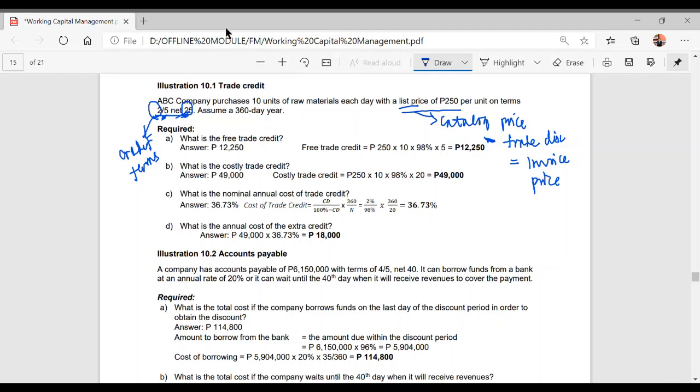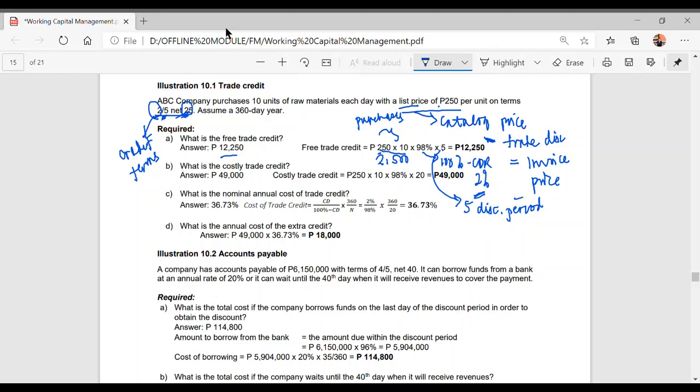Okay, so now let's compute what is the free trade credit. So the free trade credit is equivalent to 12,250. So how do we get 12,250? So that's equivalent to the list price times 10 because this is our total purchases. That's 2,500 and we multiply it by 98%. How do we get 98%? That's equivalent to 100% minus our cash discount rate. And what is our cash discount rate here? Our cash discount rate is 2%. So that's why 98%. And times 5. Why 5? Because 5 is our discount period. Okay? So you will get 12,250. So that's the cost of the free trade credit.